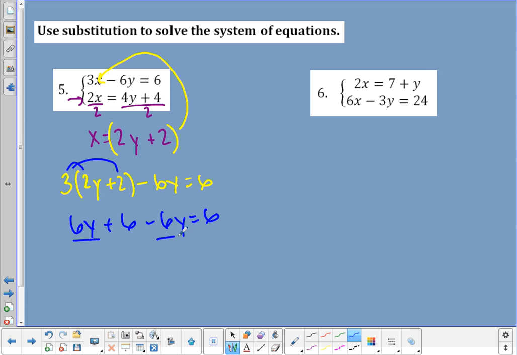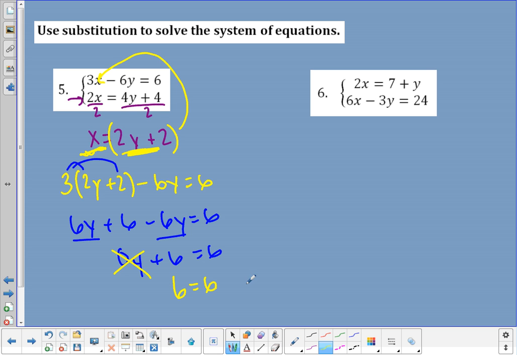Put your y terms together. 6y minus 6y is 0y. So 0y, I know, carries no weight because 0 times anything is 0. This dropped out. So I purposely got rid of the x. I wanted to get rid of the x by replacing it with that. That was my goal. But in doing so, I also got rid of the y, which tells me that I'm left with just this 6 equals 6.